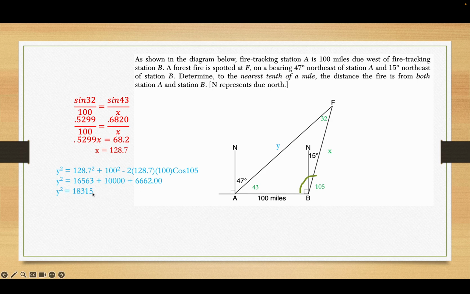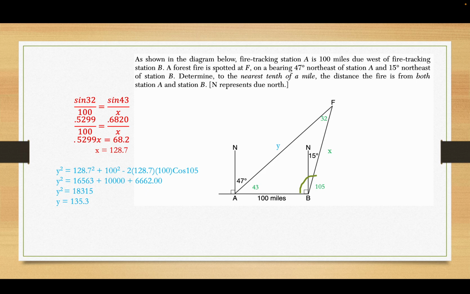Adding all of them up, 18,315. Notice, something we learned the very first day of class, you can only add or subtract things that are alike. In the previous problem, you couldn't add or subtract the term that had cosine at the end of it because cosine of A was a variable. It was its own unique thing and it couldn't be combined with previous terms. But in this case, all three terms are numbers, so they can be combined. So y squared is 18,315, square root both sides. Y is 135.3.